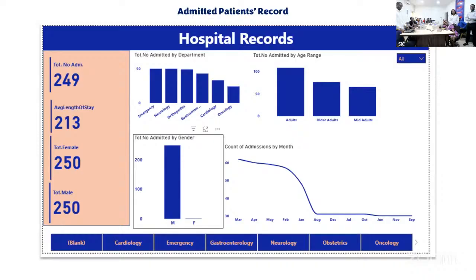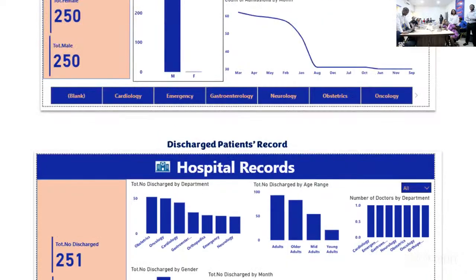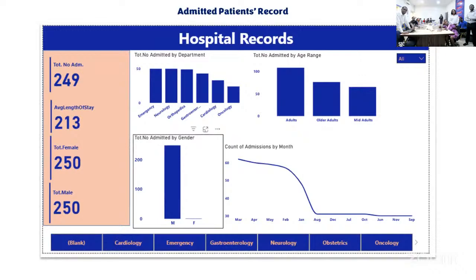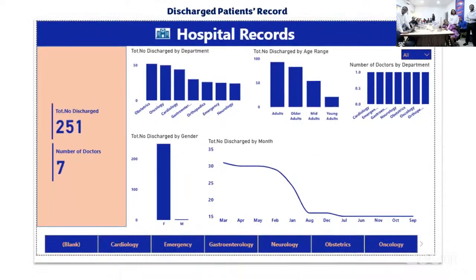Please go to the next slide. Then for the total number of discharges, this is the total number of discharges that have been made so far. About 251 patients have been discharged. Going to the previous slide, 249 patients were admitted, while 251 patients were discharged. Next slide. Making it up for 500 total number of patients. So we have all our data accounted for.